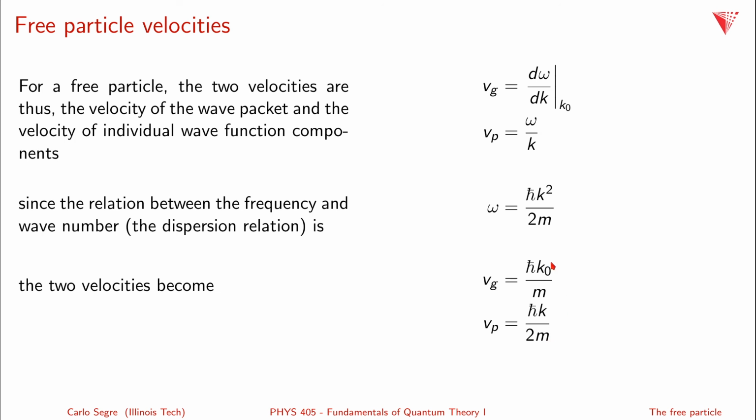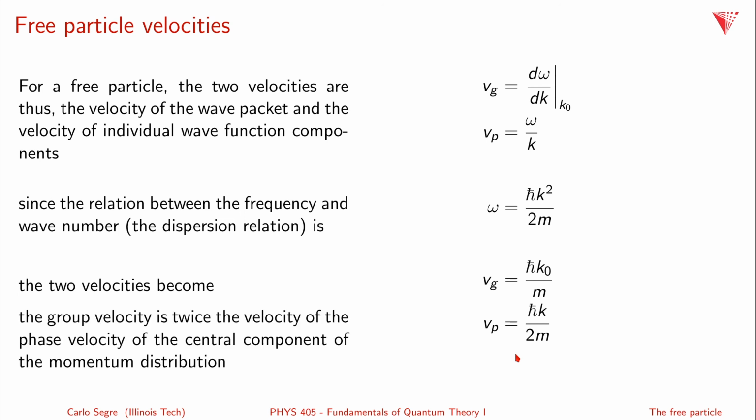And so you can see that this relation of a factor of 2, where this is 2 times larger than this, makes perfect sense. And with the wave packet, we've resolved this correspondence principle, because the real wave function for a free particle, which is a wave packet and not one of the stationary states, has the right classical velocity. So the group velocity is twice the phase velocity of the central component of the distribution. And everything works just fine.